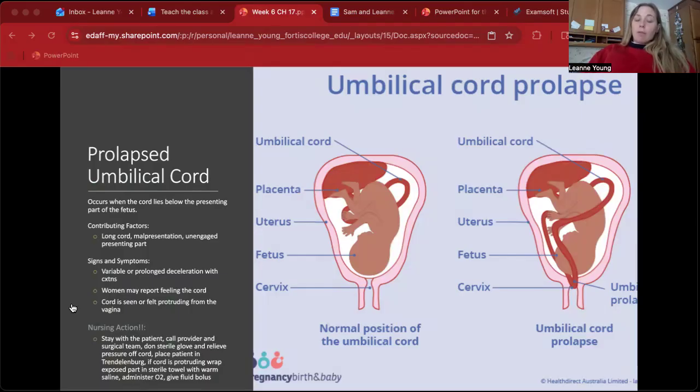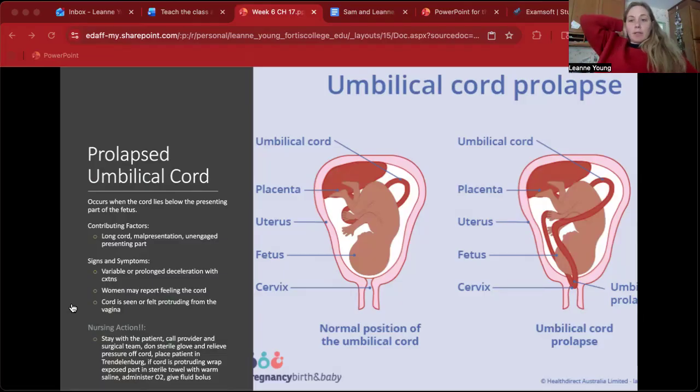Contributing factors. If a baby has a long cord, if the baby is not presented, if there's an unengaged presenting part. So, like that baby's head is floating up in space. You got a whole bunch of fluid surrounding the baby. The umbilical cord is dropped down underneath the baby's head, in between the baby's head and the cervical opening. You rupture that water, that cord's going to slip right out. Okay?